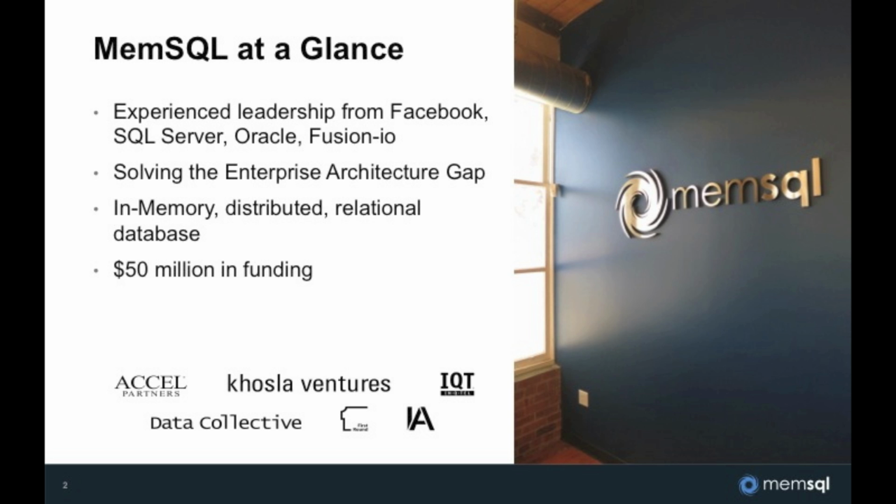So first, a little bit about MemSQL as a company. MemSQL, we were part of the 2011 Y Combinator class. We currently have experienced leadership from Facebook, from SQL Server, from Oracle, from Fusion.io, and several other companies. The company really was built around solving that enterprise gap of having real-time transactions on big data workloads. As such, MemSQL is built as an in-memory distributed relational database, which I'll talk about in a bit. MemSQL has top-tier investors, such as Accel, the company that founded Cloudera, and Coastal Ventures. And so to date, we have about $50 million in funding.